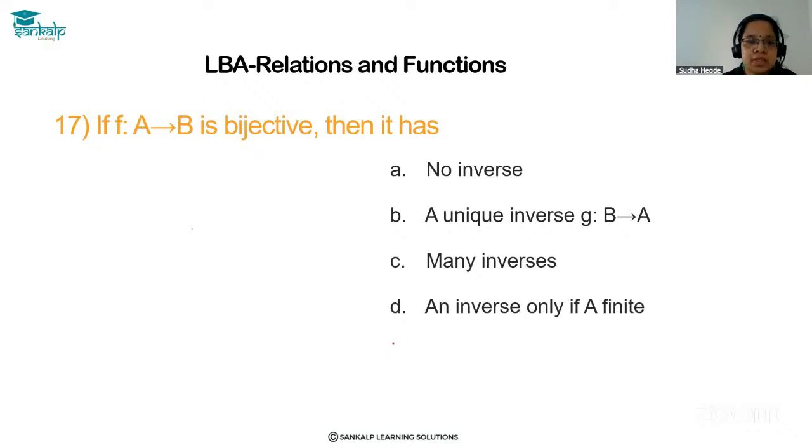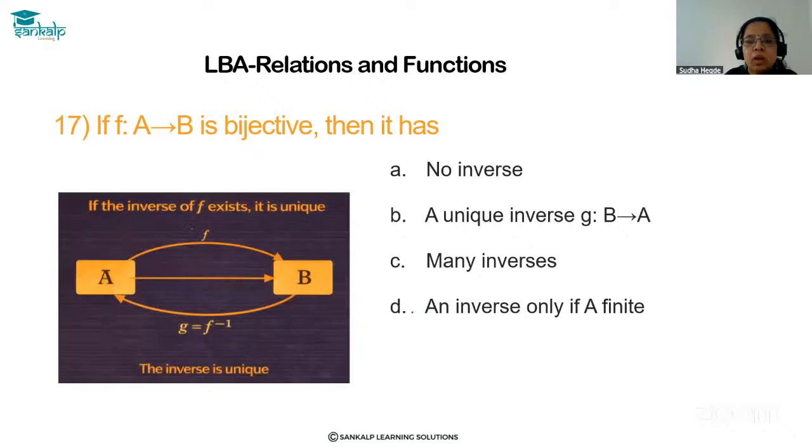Hi students, take the question. If f from A to B is bijective, then it has no inverse, a unique inverse g from B to A, many inverses, an inverse only if A is finite. Okay?